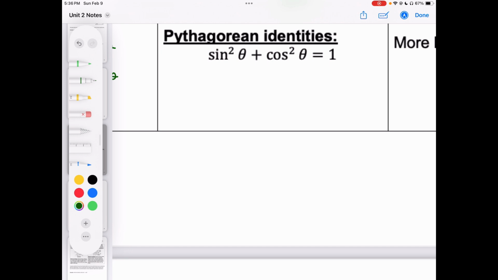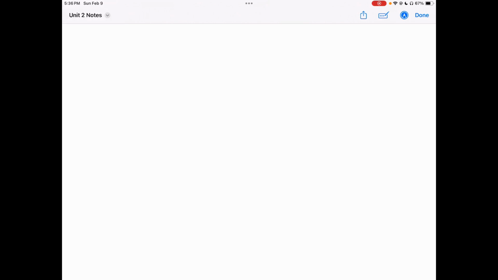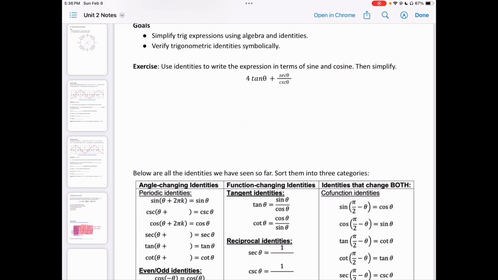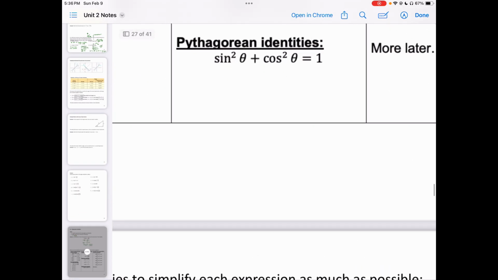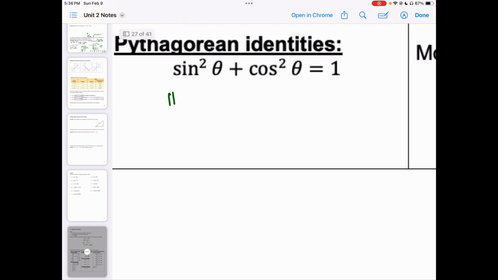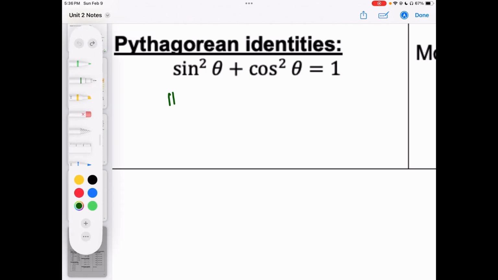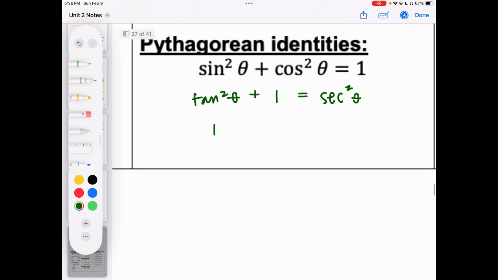They are going to be tangent squared theta. Whoops. I'm pretty sure everything I just wrote down deleted. Yeah. Tangent squared theta plus 1 equals secant squared theta. And we have 1 plus cotangent squared theta equals cosecant squared theta. Now you're probably wondering, how do you know? How do you get there? All that stuff. So let me show you.